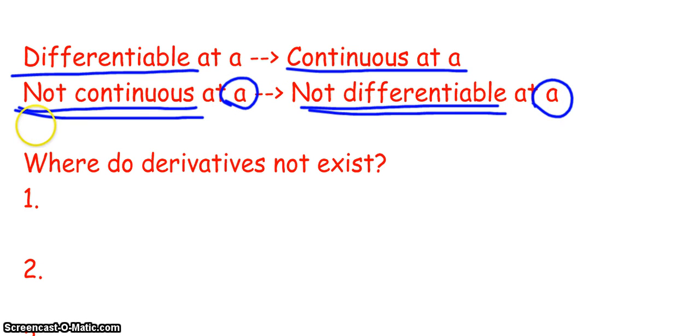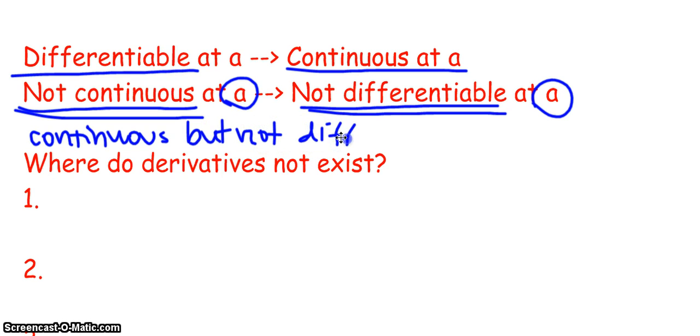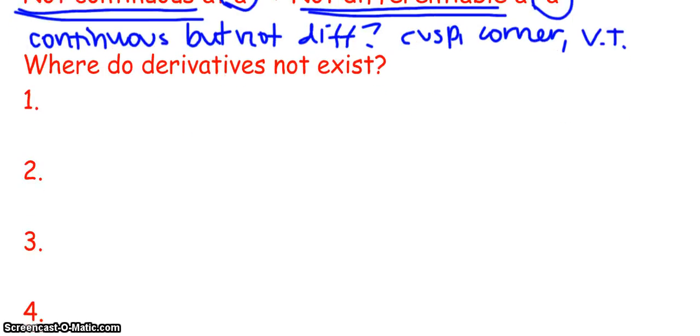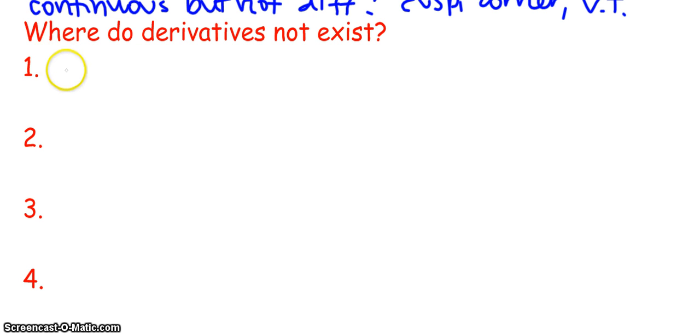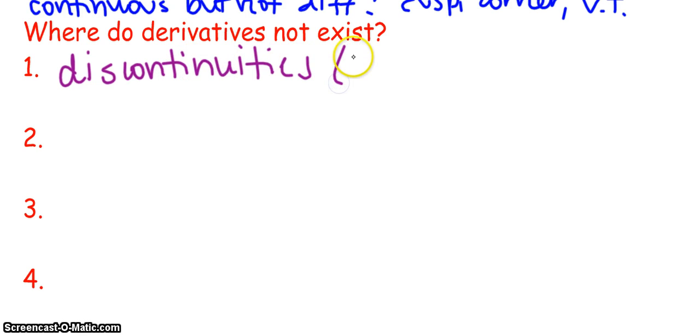Okay? But what about if a function is continuous, but not differentiable? That's going to be at the cusp, corner, or vertical tangent. So derivatives do not exist at discontinuities. That might be a hole, so removable, or a jump, or an asymptote.